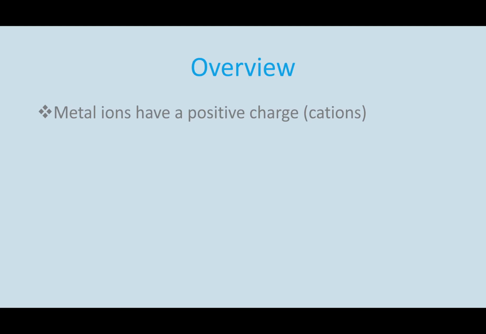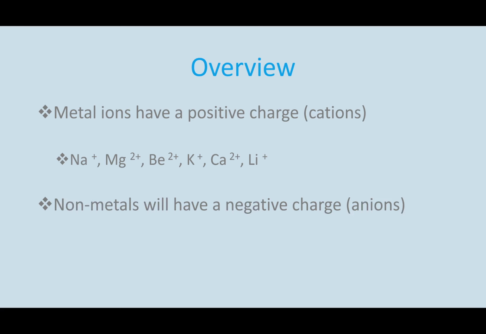As a general overview, metal ions have a positive charge, and they are called cations, and they can be written as something like this. So we have Na+, Mg2+, and so on. These are examples of metal ions, or cations. Nonmetals will have a negative charge because it's easier for them to gain electrons, so they will become anions. Examples of that we can see below. All these elements are nonmetals and they have negative charges. Again, keep in mind there are some exceptions, such as hydrogen and the noble gases.